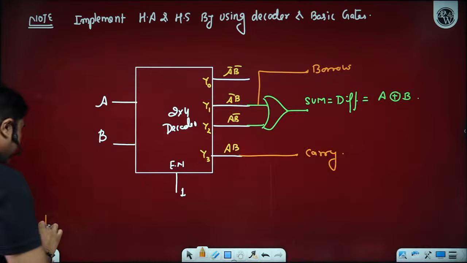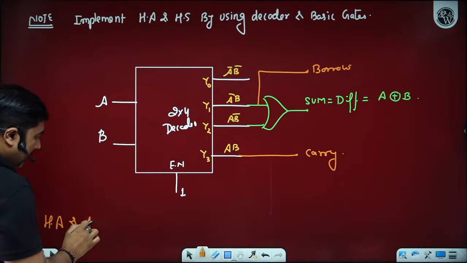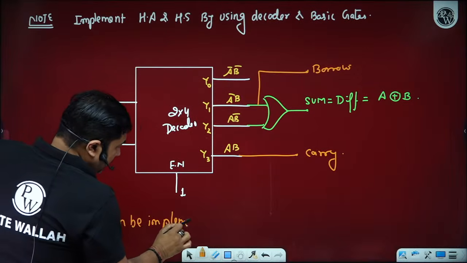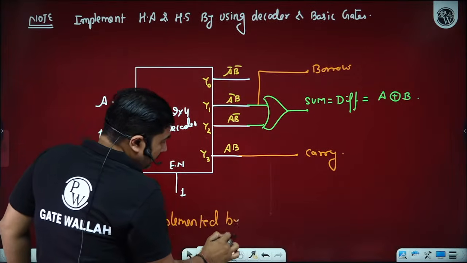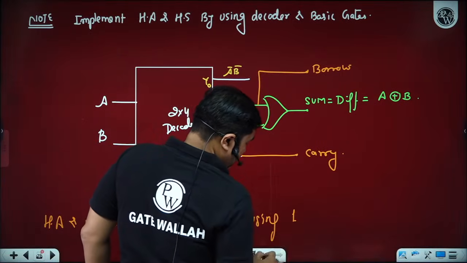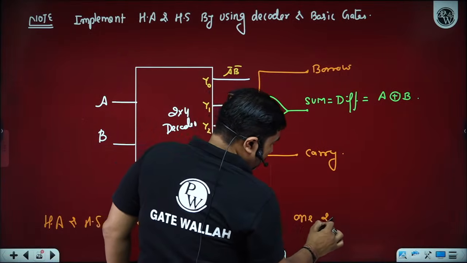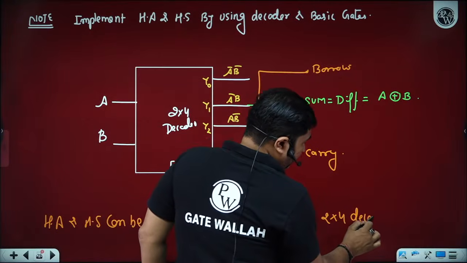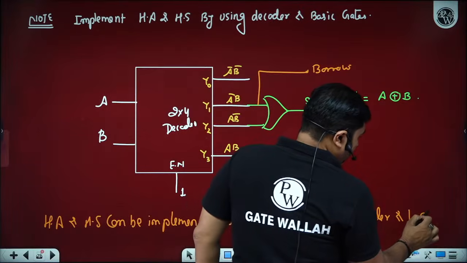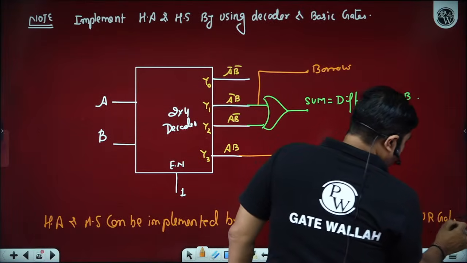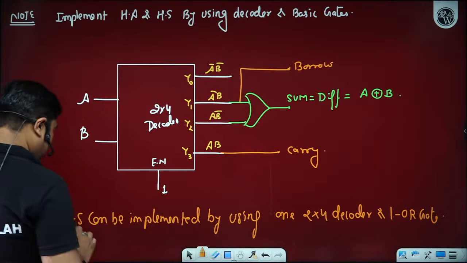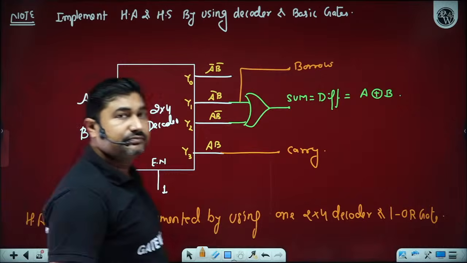So half adder and half subtractor can be implemented by using one 2 cross 4 decoder and one OR gate. How many of you able to understand up to this part? Please let me know by writing in the comment section.